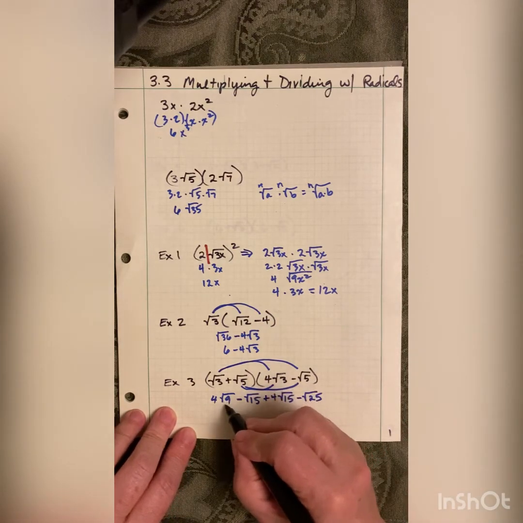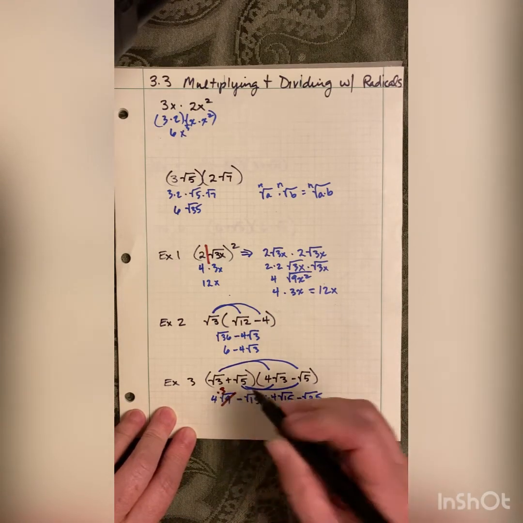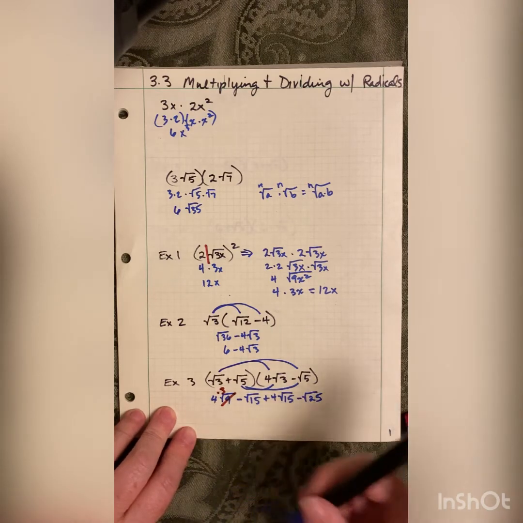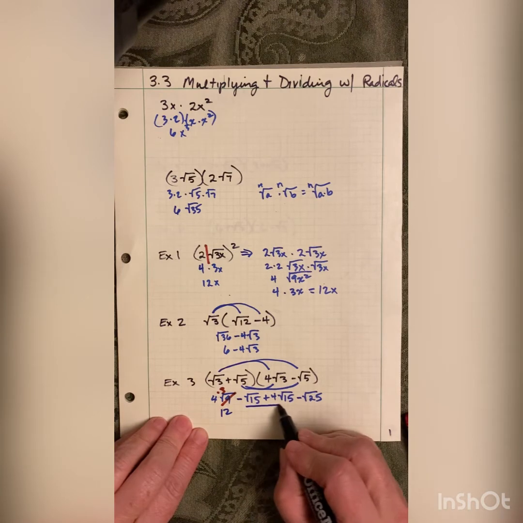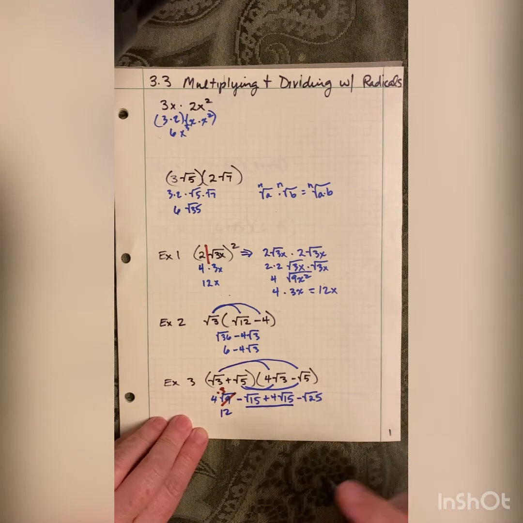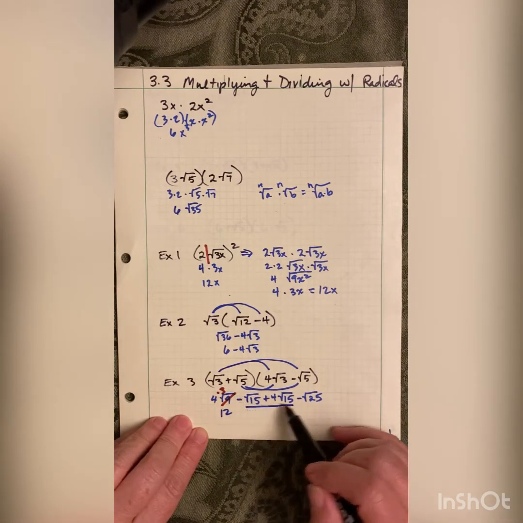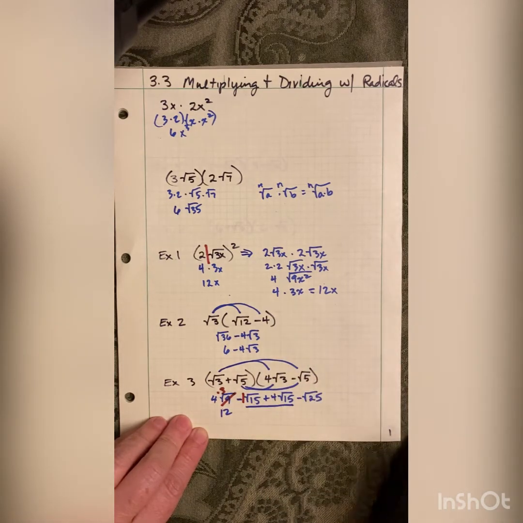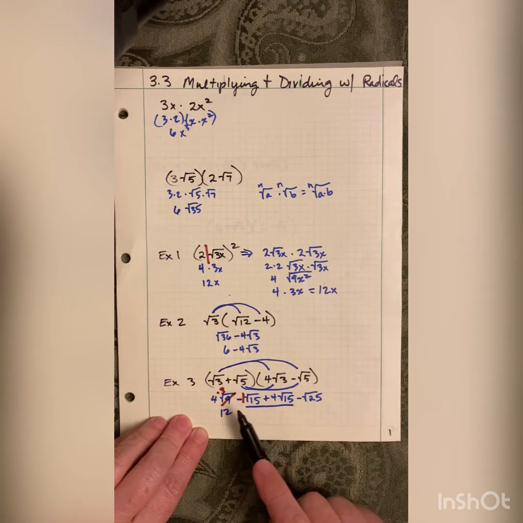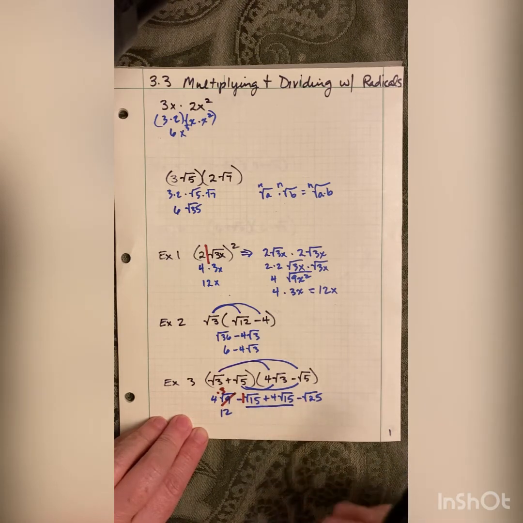So square root of 9 really is 3. So 4 times 3 is going to give me a 12. These guys here are like terms, aren't they? Like terms, same index, same radicand. And do not forget that there is an implied 1 in front of there. So if I have like terms, I add together those coefficients.